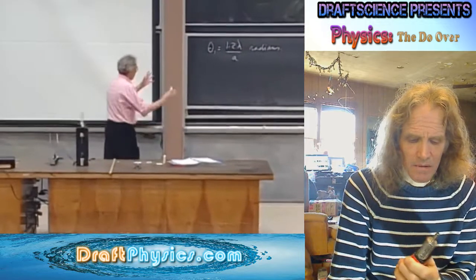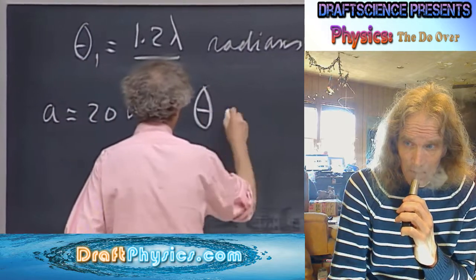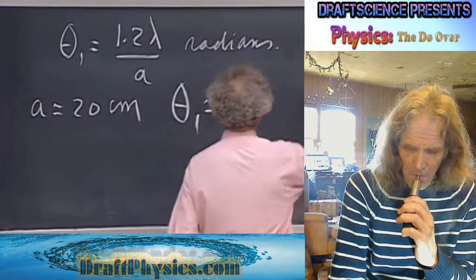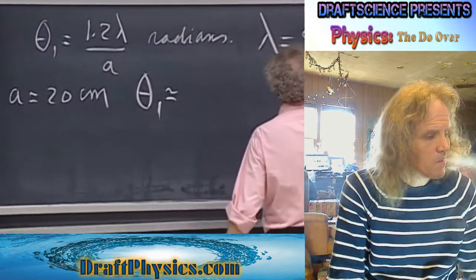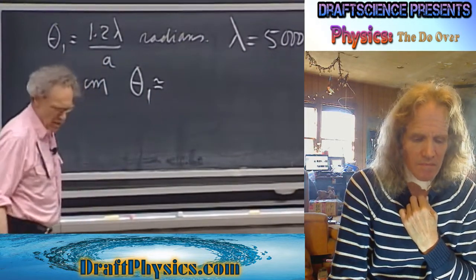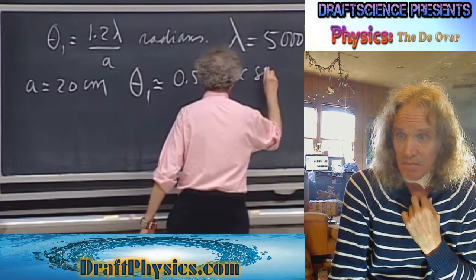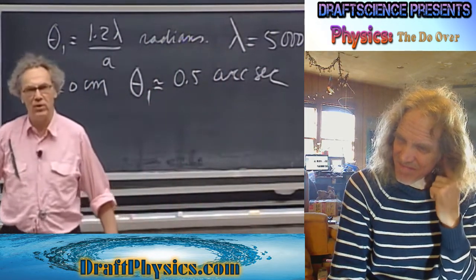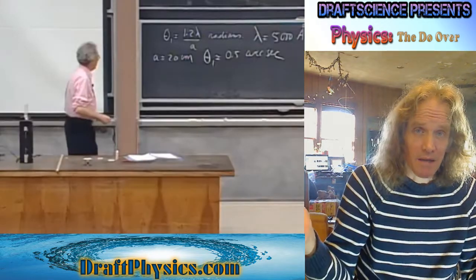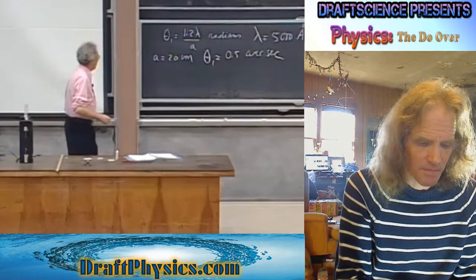If you take a lens which has a diameter A of about 20 centimeters, then that translates into a theta 1 of about half an arc second for 5,000 angstroms. So I take lambda to be 5,000 angstroms. Remember, an angstrom is 10 to the minus 10 meters. So theta 1 becomes 0.5 arc seconds. An arc minute is 1/60th of an arc degree, and an arc second is 60 times lower than that. So the bigger you make the lens, the less this effect will ruin you, and the smaller the lens, the more it ruins you.